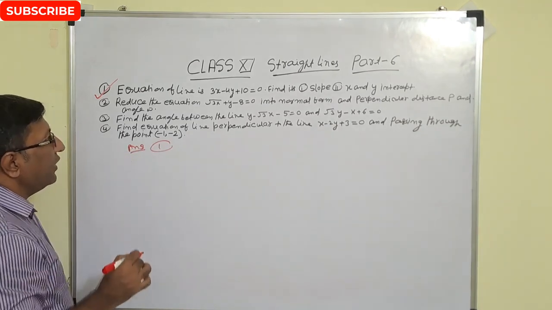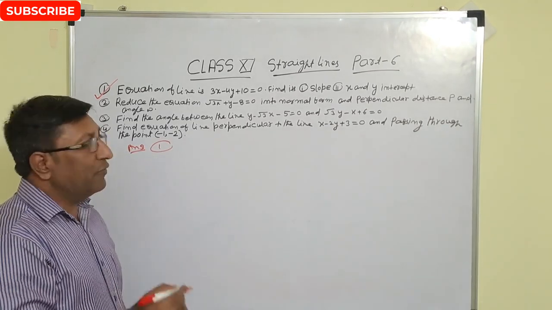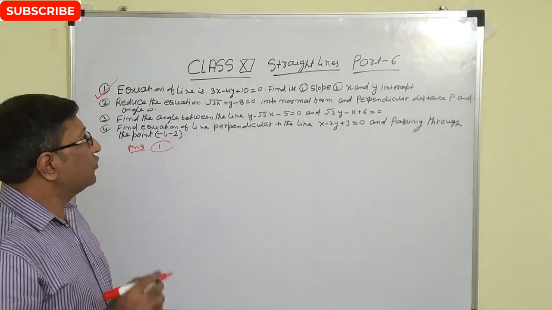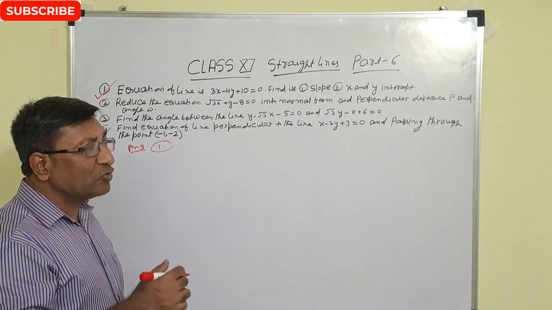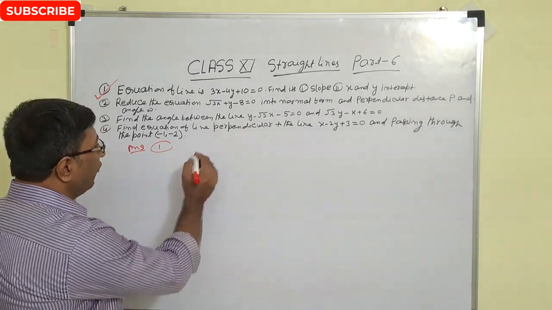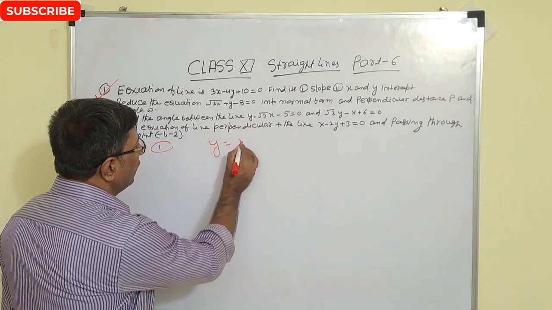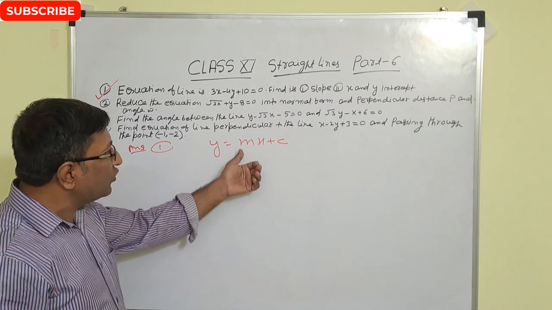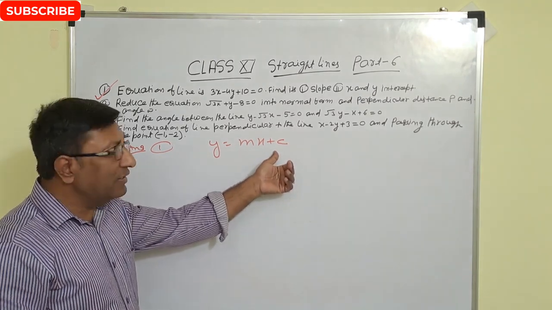So the equation of the line is given. We have to find the slope and the x and y intercept. So you know the equation of a line in slope intercept form is y equal to mx plus c, right? Where m is the slope and c is the y intercept.